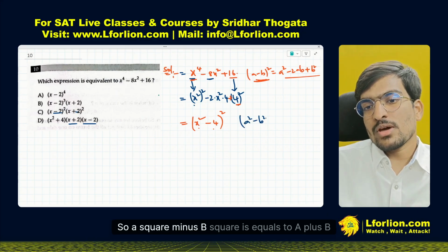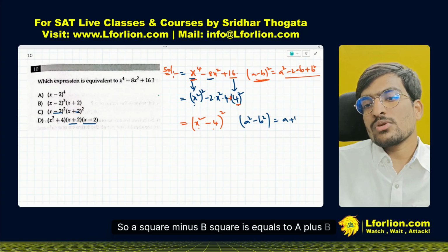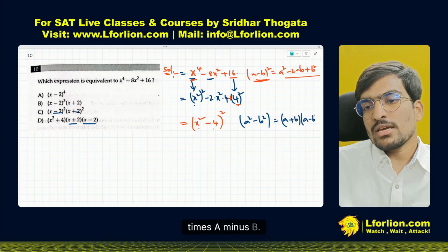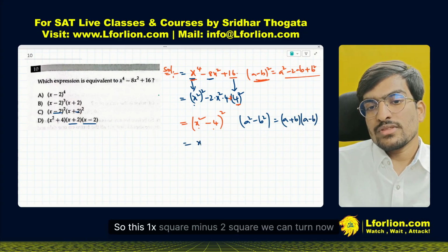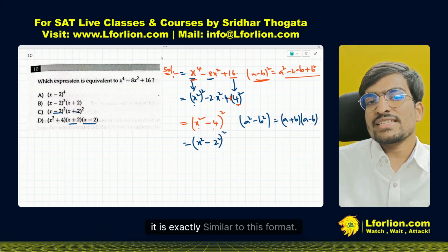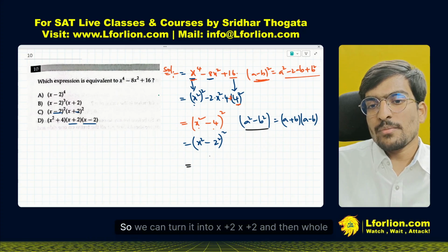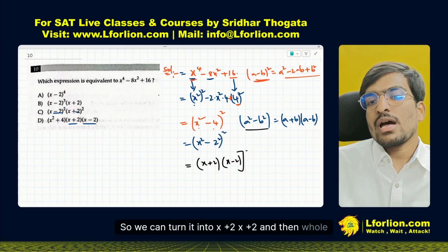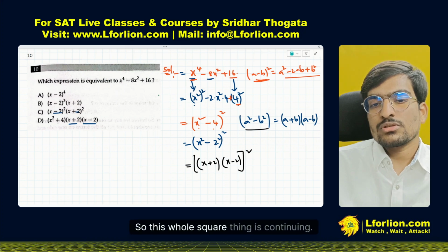So a square minus b square is equal to a plus b times a minus b. So this one, x square minus 2 square, we can turn. Now it is exactly similar to this format. So we can turn it into x plus 2, x minus 2, and then whole square. So this whole square thing is continuing.